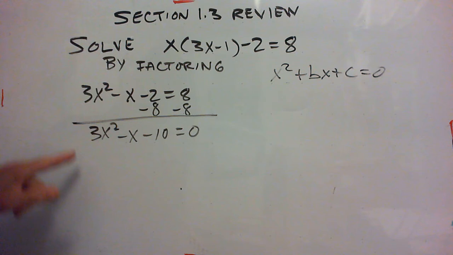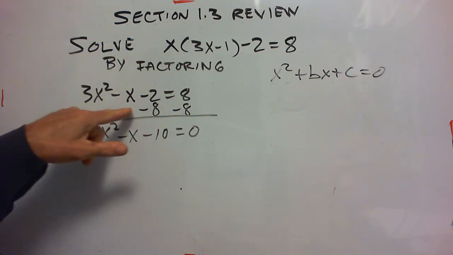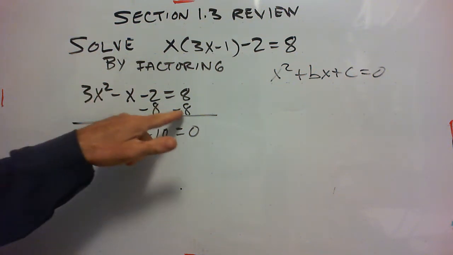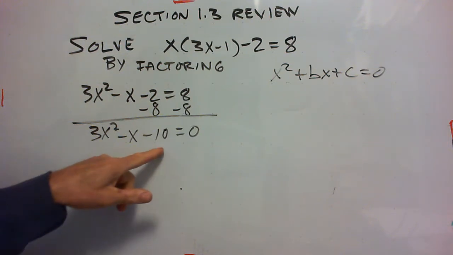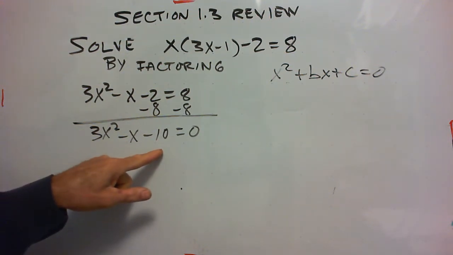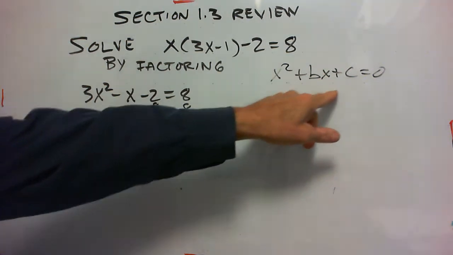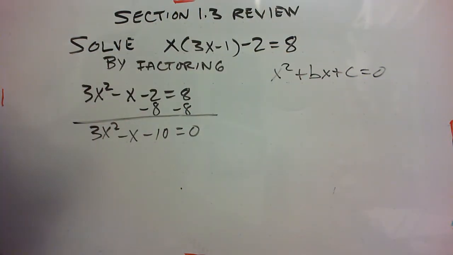So your first steps here should be to multiply out, subtract 8 from both sides, combine like terms, and you get 3x squared minus x minus 10 equals 0. Now it's in that form where everything's on one side. Now we can factor it.